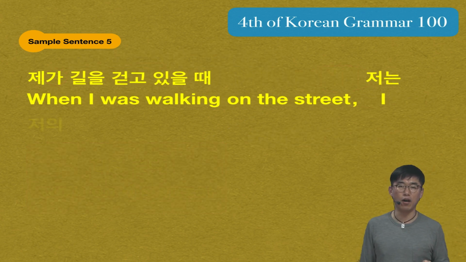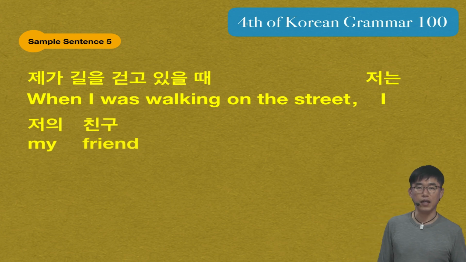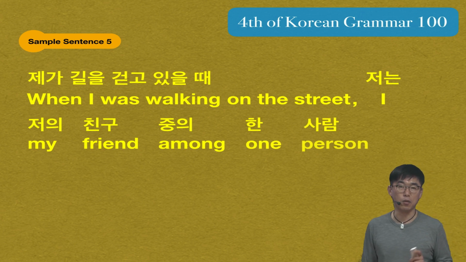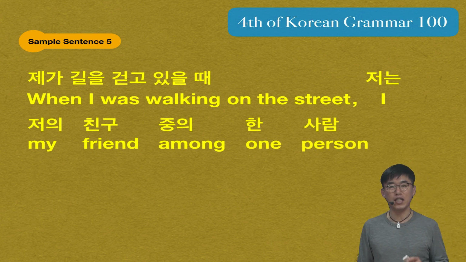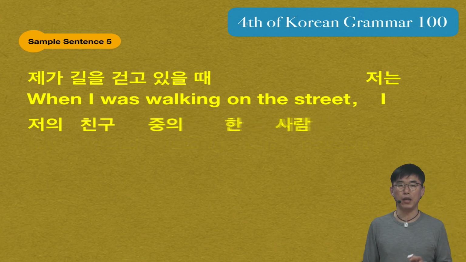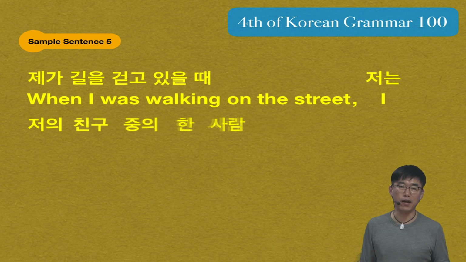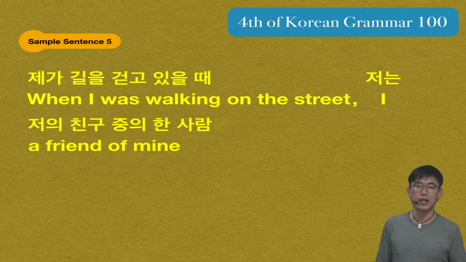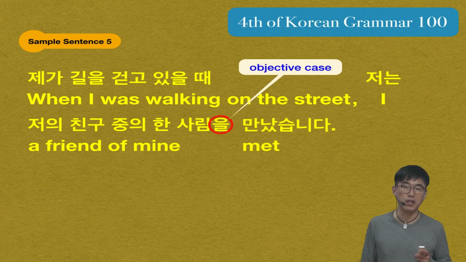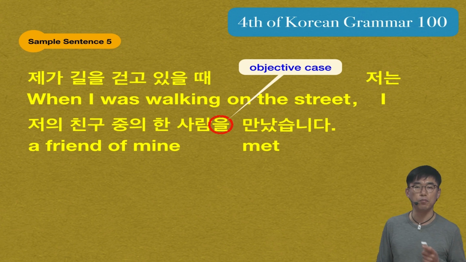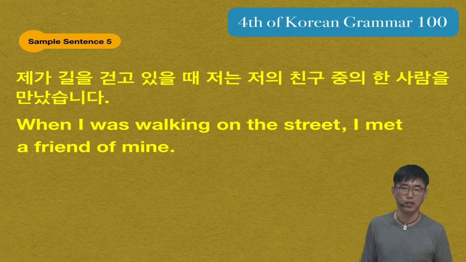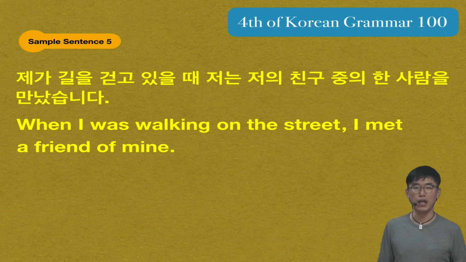저는 is I and 저의 is my. 친구 is a friend. And 중에 is among. And 한 is one. And 사람 is a person. But if we combine these words, that is to say, 저의 친구 중에 한 사람 can be expressed as a friend of mine in English, right? And 을 is the objective case, and 만났습니다 is the past tense form of 만나다, which means to meet. So 제가 길을 걷고 있을 때 저는 저의 친구 중에 한 사람을 만났습니다. When I was walking on the street, I met a friend of mine.